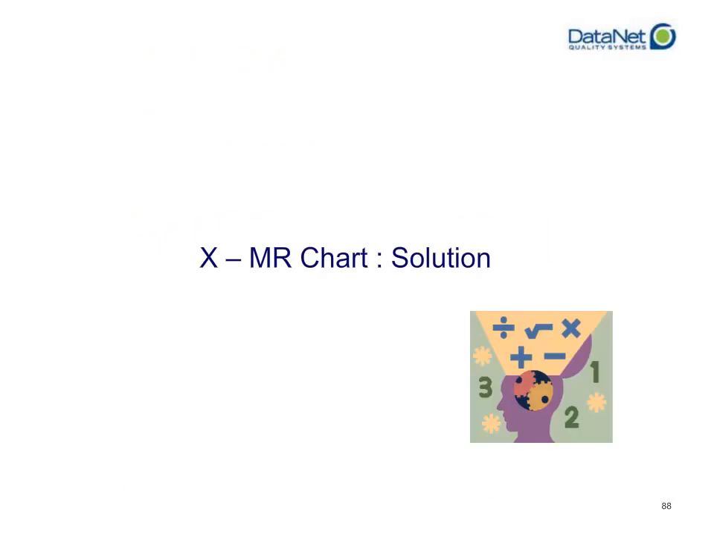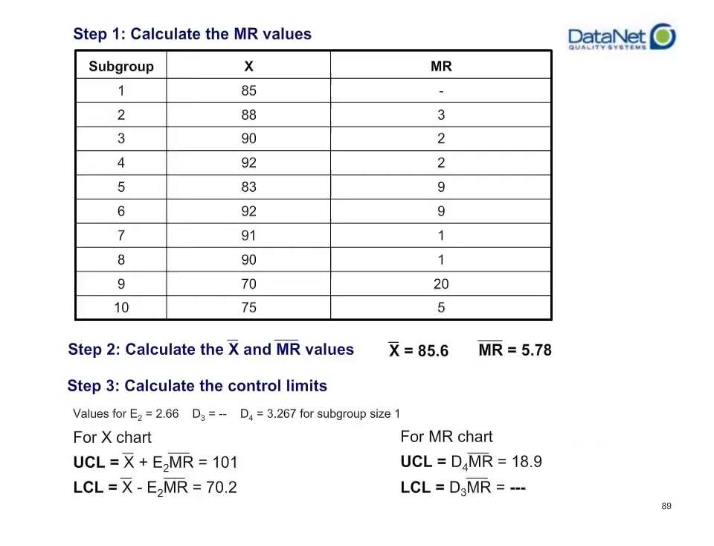So here's the solution for the X and MR chart exercise. Your MR values range between 1 and 20. Your X bar value is going to be 85.6-ish, depending on your rounding of the calculator you've chosen to use. Your MR bar value is 5.78.